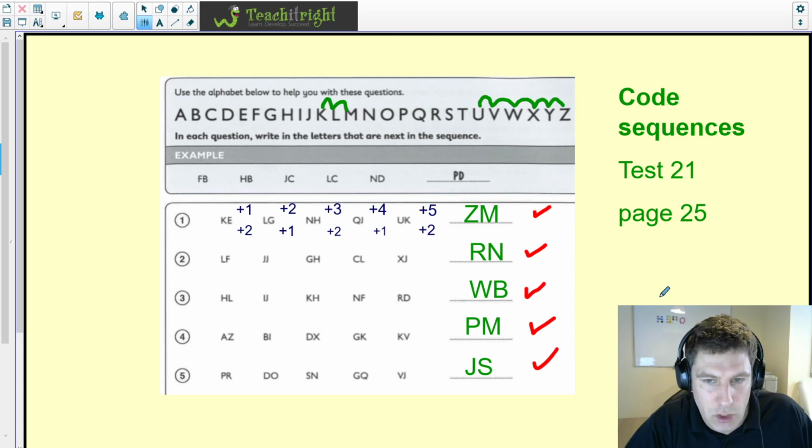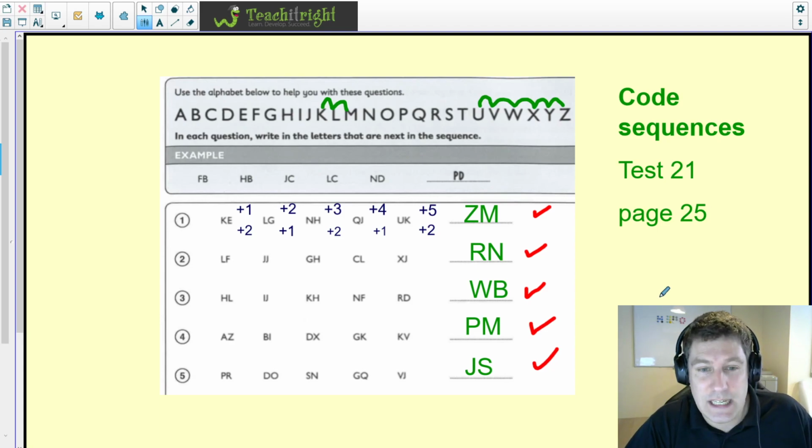If we look at question 2, where we got RM, the first letter went -2, -3, -4, -5 and -6. The second letter was +4, -2, +4, -2 and then +4. Number 3, so any that you got wrong, just listen carefully to what those jumps were, because that may be where we made the error. We weren't quite able to identify the pattern or we counted inaccurately. Question 3 for WB, the first letter +1, +2, +3, +4, +5.